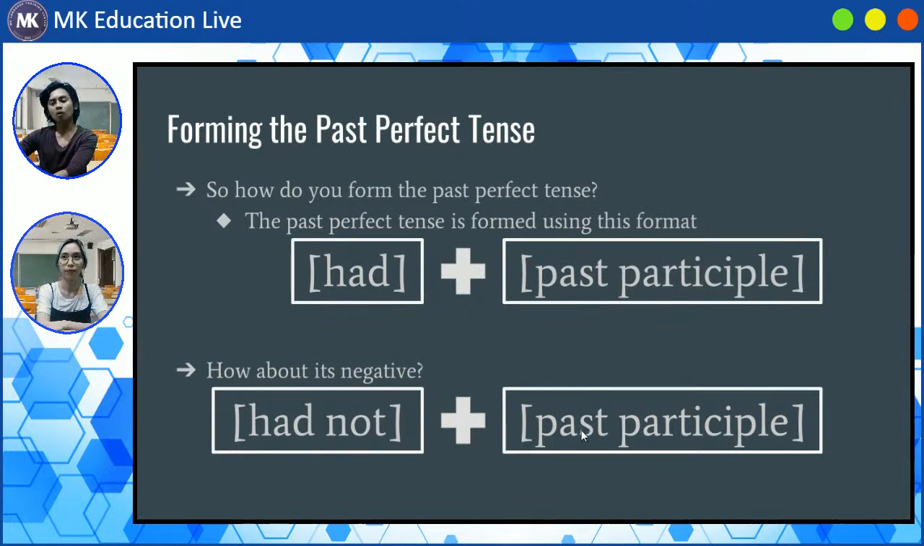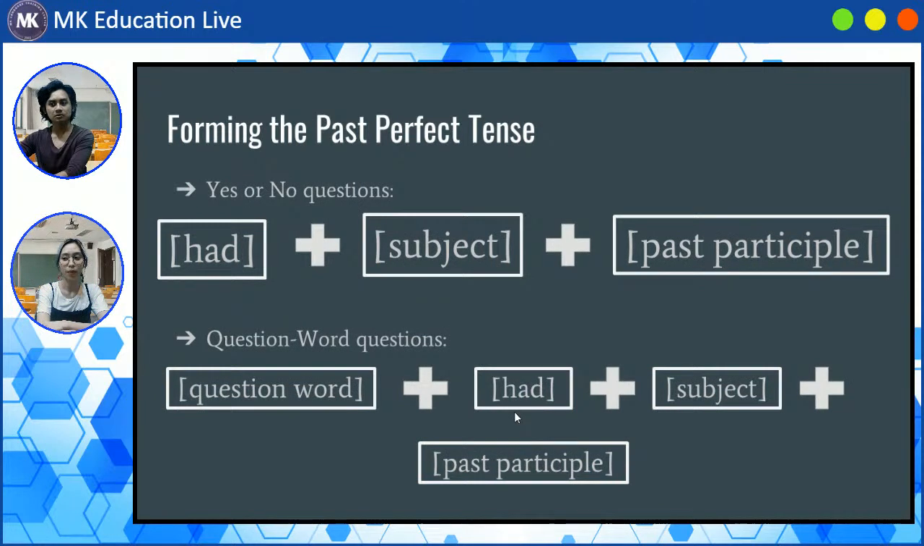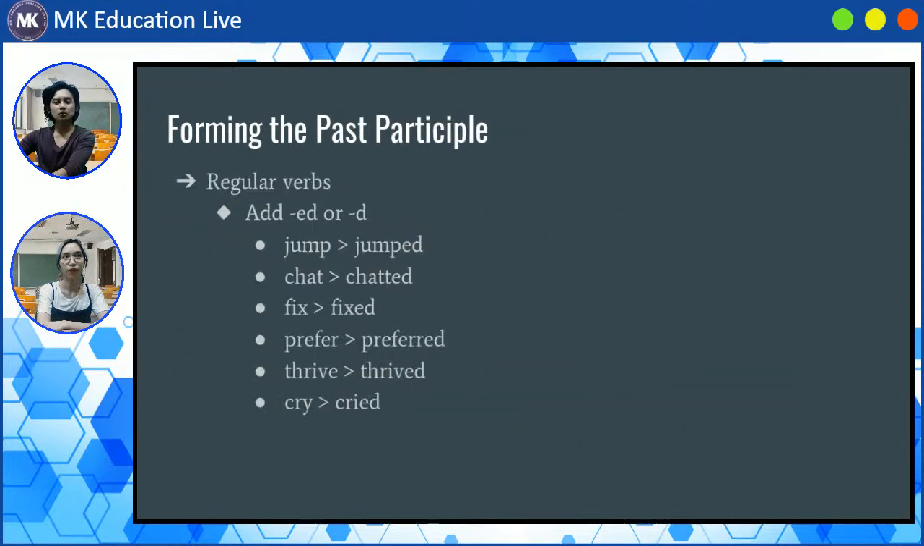Now, what is the past participle? Okay, so the past participle is easy to form for regular verbs. For regular verbs, we just add ed or d to the end. For example, jump, jumped. This is a regular verb. We just add ed to its end.